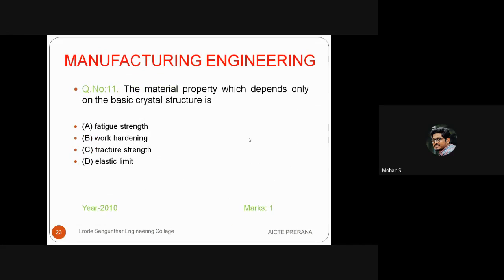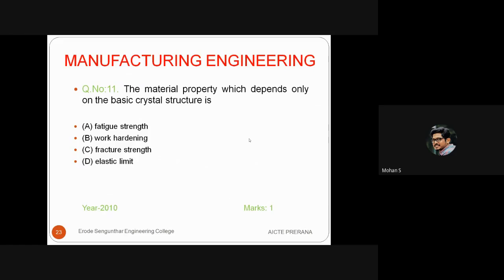So let us move on to question number 11. It was asked in the year 2010 and it carries 1 mark. The material property which depends only on the basic crystal structure. They have given some options: option A, fatigue strength; option B, work hardening; option C, fracture strength; and the last option is elastic limit.